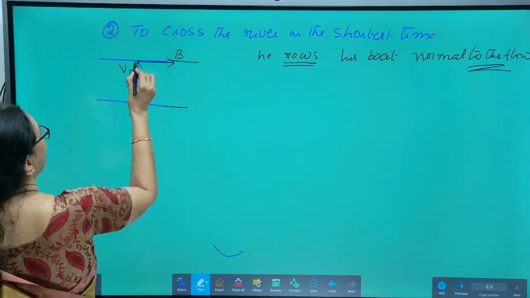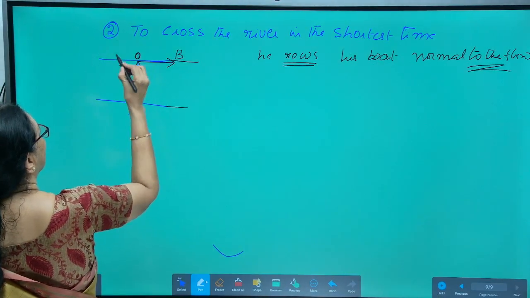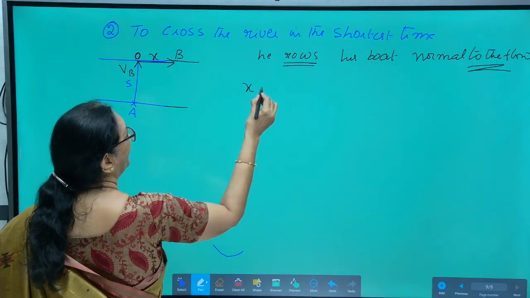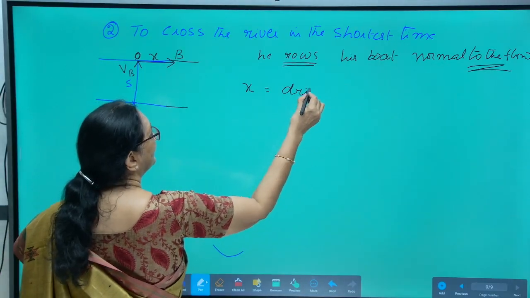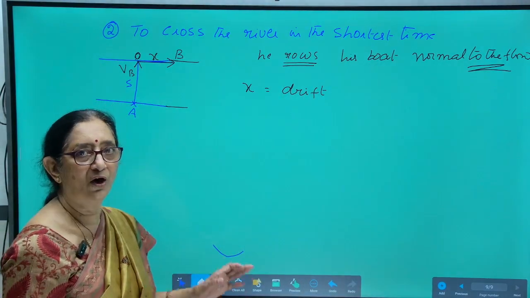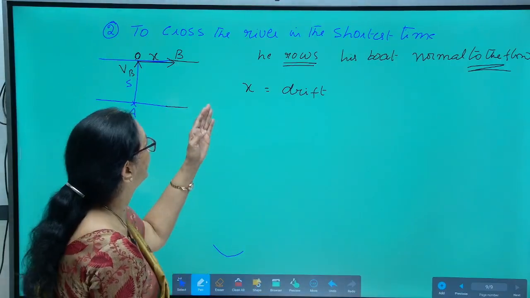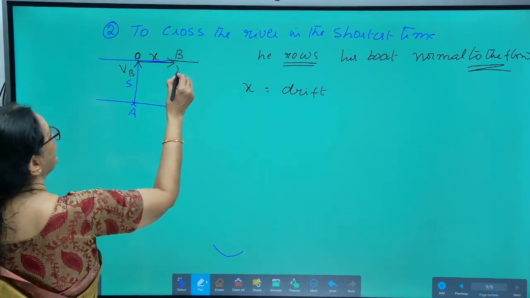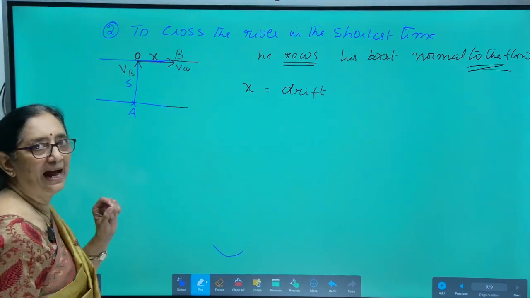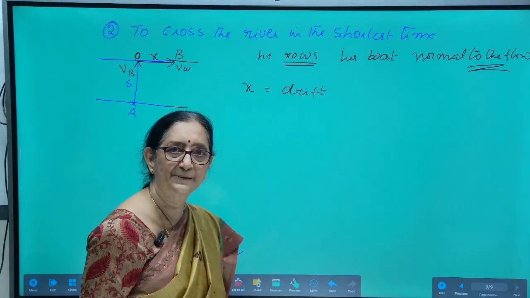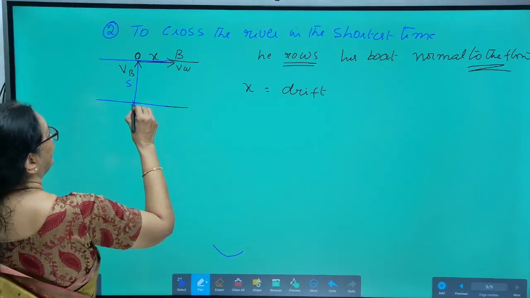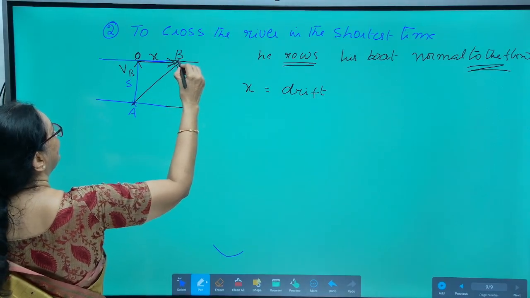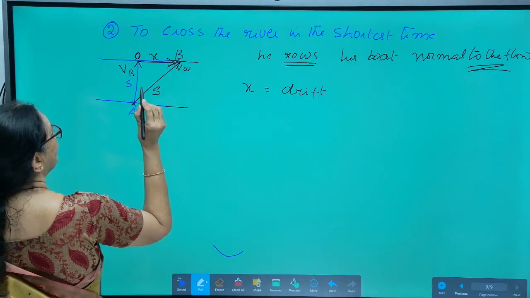Now, the opposite point is taken as O, say. OB is known as the drift of the boat. X is called the drift of the boat because water pushed the boat through a distance x in the direction of flow, and this represents water velocity. And coming to the resultant displacement, the boat started from this point A and finally reached this point. This becomes the resultant displacement.